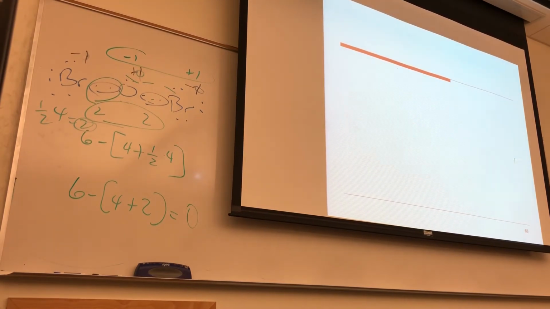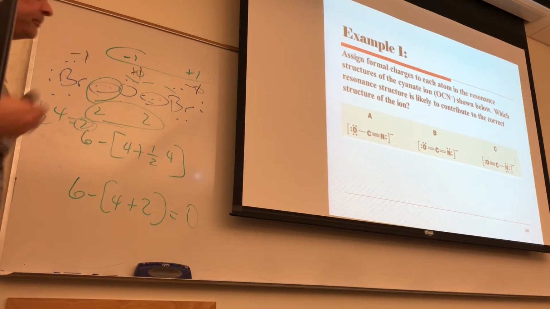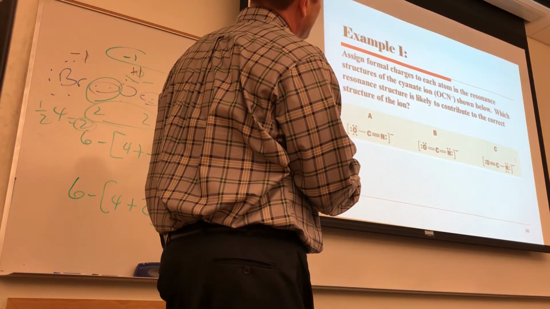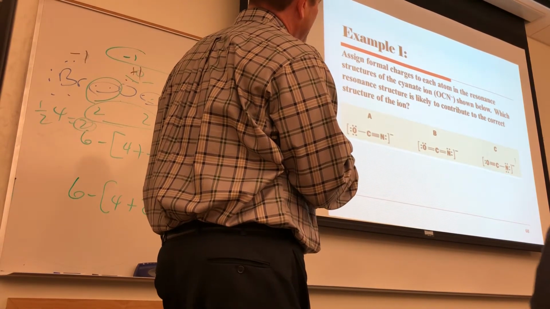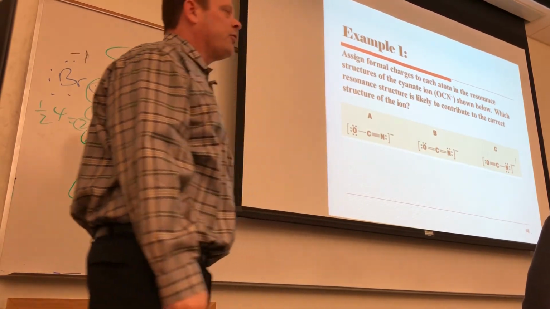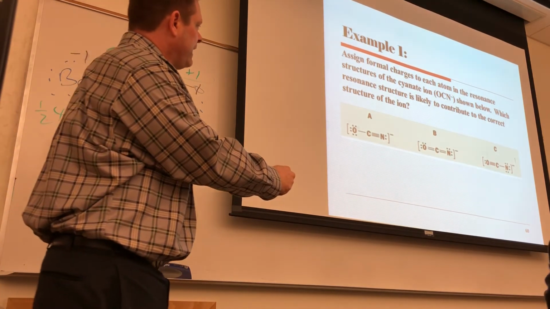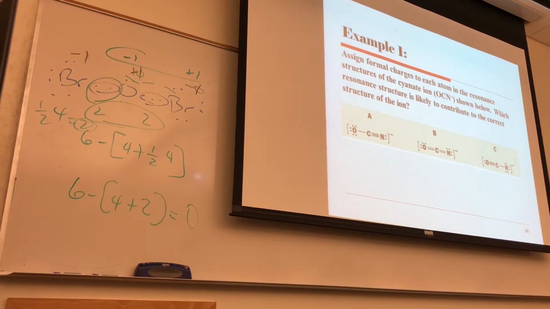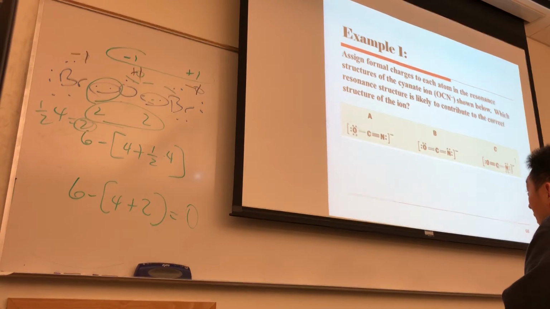Okay, now we get to do an example. I have these three things here. Let's assign formal charges to each atom and then determine which one is the correct one. What's the formal charge on the oxygen? It's 6 minus 7. 2, 2, 2 is 6, plus 1 is 7. So 6 minus 7 is -1. What about this one here?